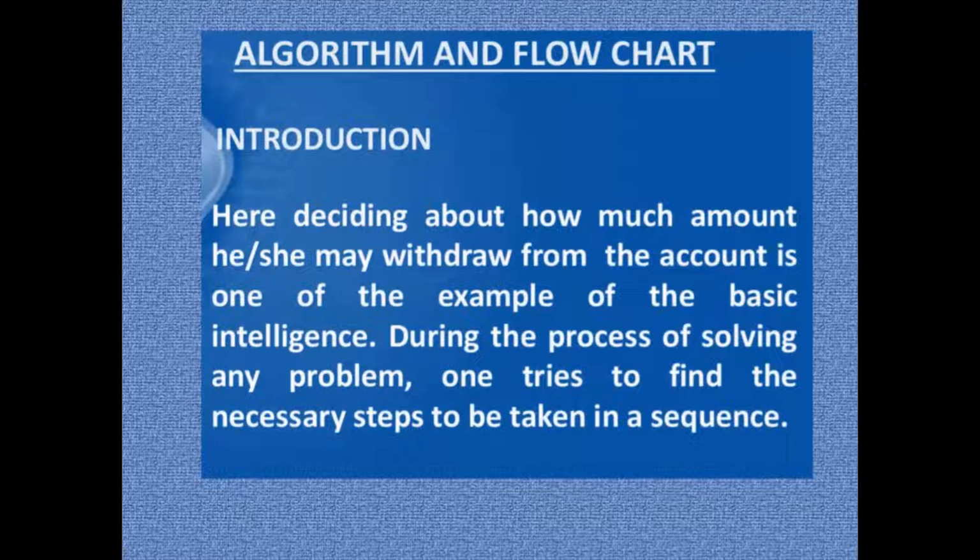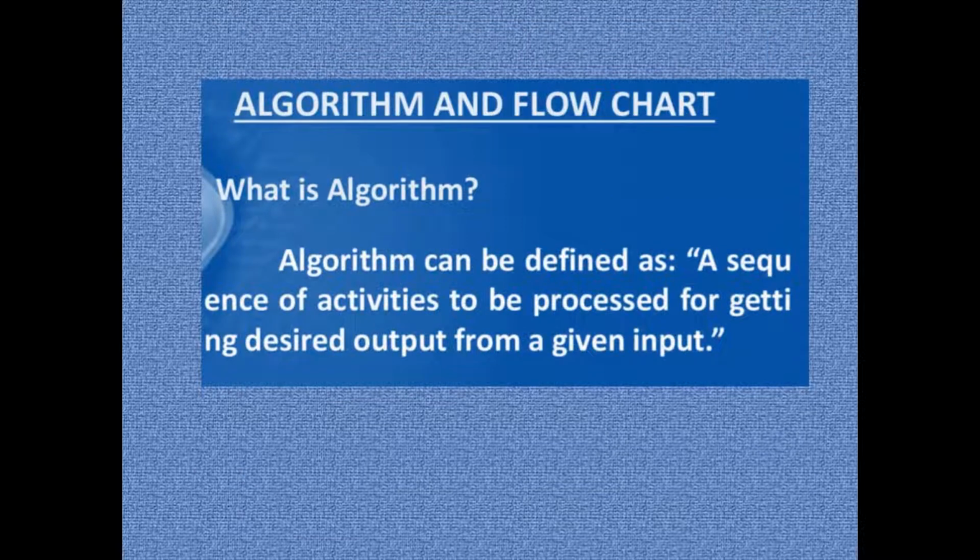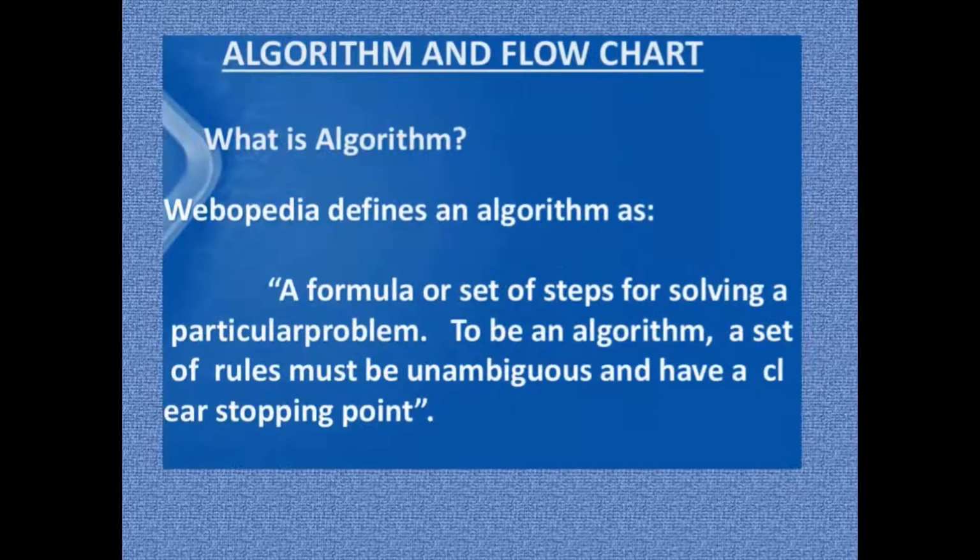During the process of solving any problem, one tries to find the necessary steps to be taken in a sequence. Now, this leads us to the definition of an algorithm. It is a sequence of activities to be processed for getting a desired output from a given input. Now, another definition could be a formula or set of steps for solving a particular problem. To be an algorithm, a set of rules must be unambiguous and have a clear stopping point.